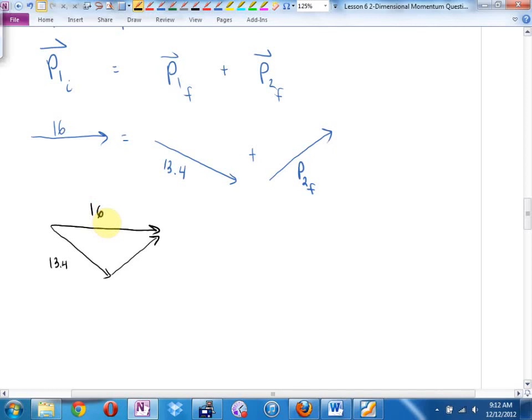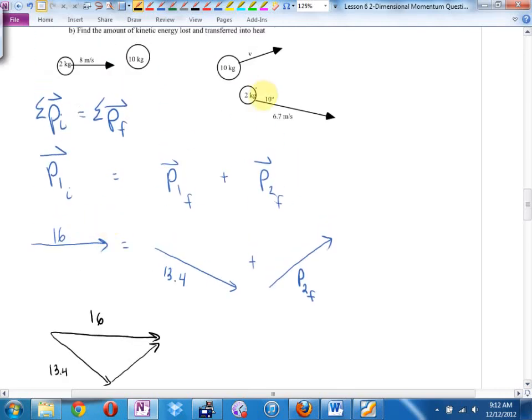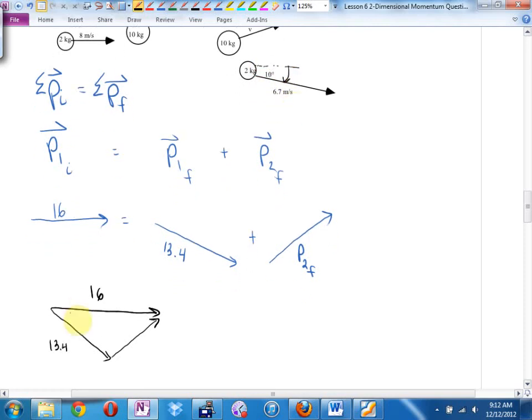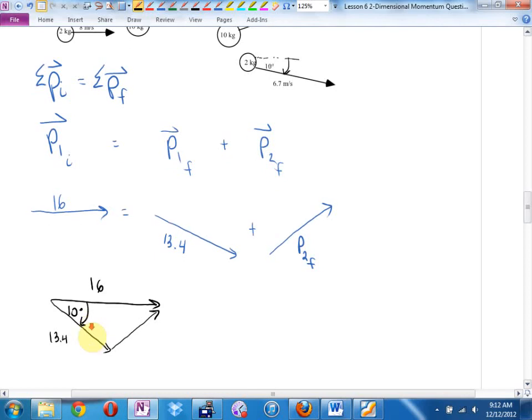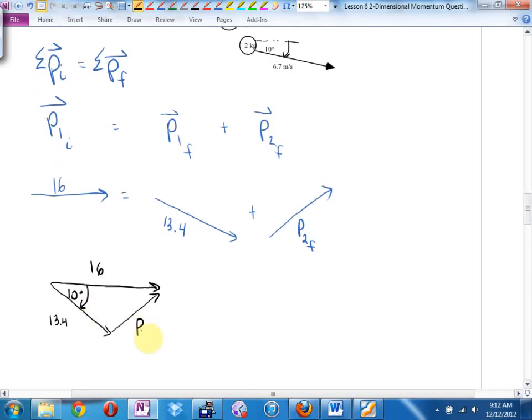I need an angle somewhere in my picture or in the question. They must have given me an angle, and oh yeah, they told me that this angle right here is 10 degrees, which I'm pretty sure is that angle right there. Yes? Oh, here's mystery momentum 2.